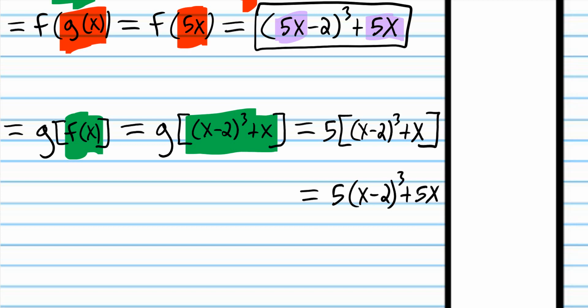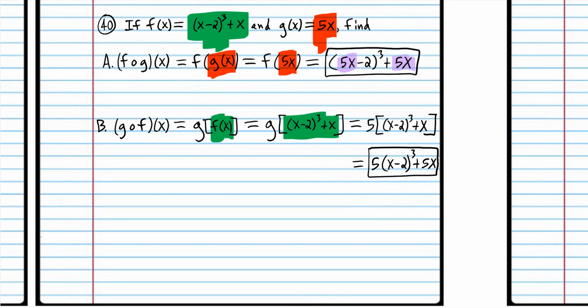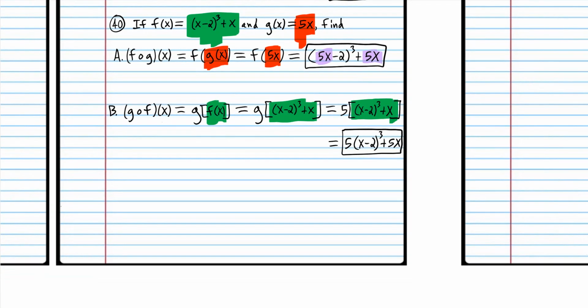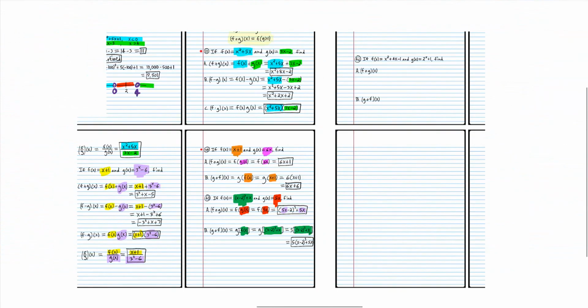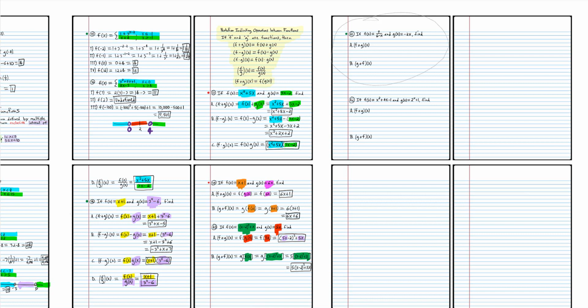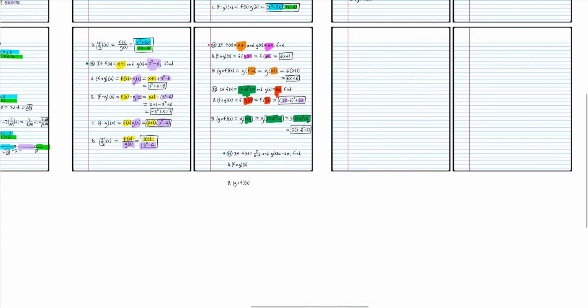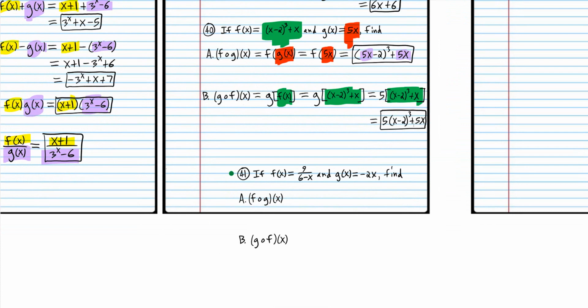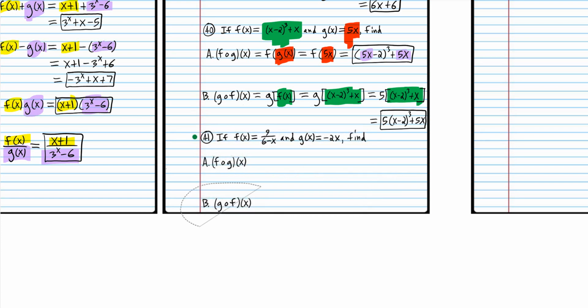Just to simplify a little bit, I guess. And there you go. So that is g of f of x. So I want you to try number 41. See what you can do. And I'm going to leave 39 and 40 in the window, and when you come back, we'll do it together.